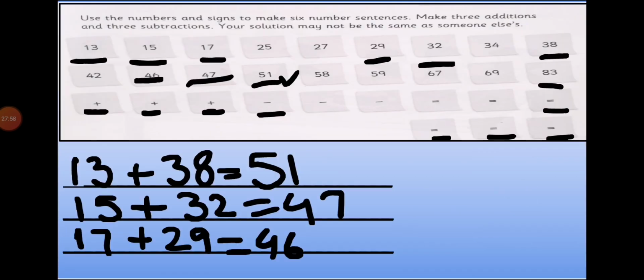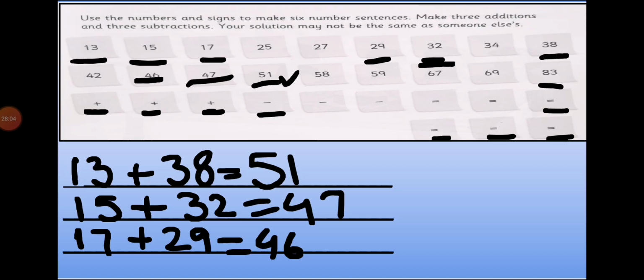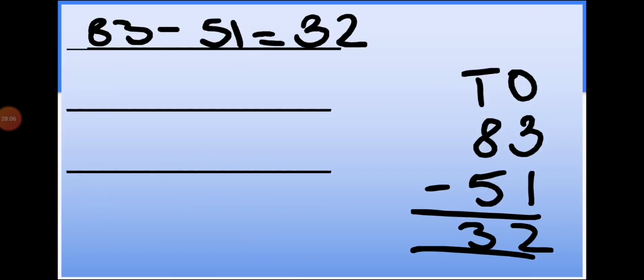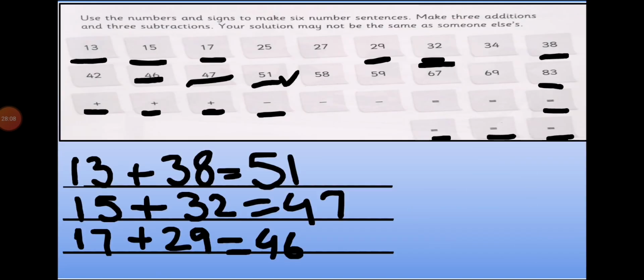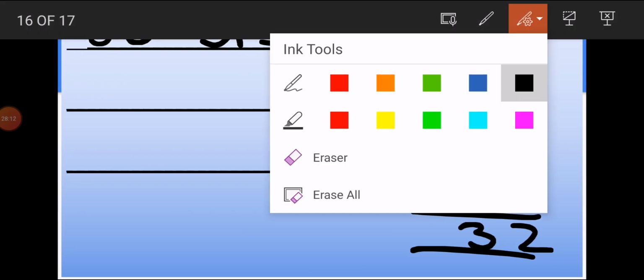Do you want to check this 32 present in this list? Yes, 32 is here. Again, our answer is according to our list here. Our numbers present here. Now, I'm going to erase it.